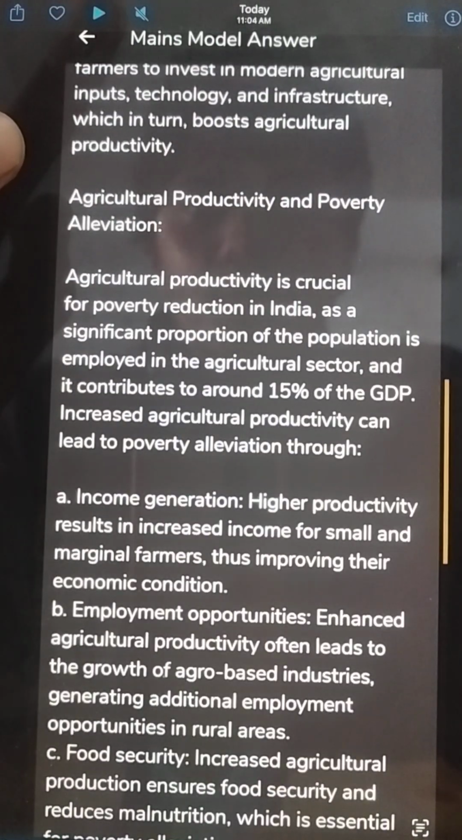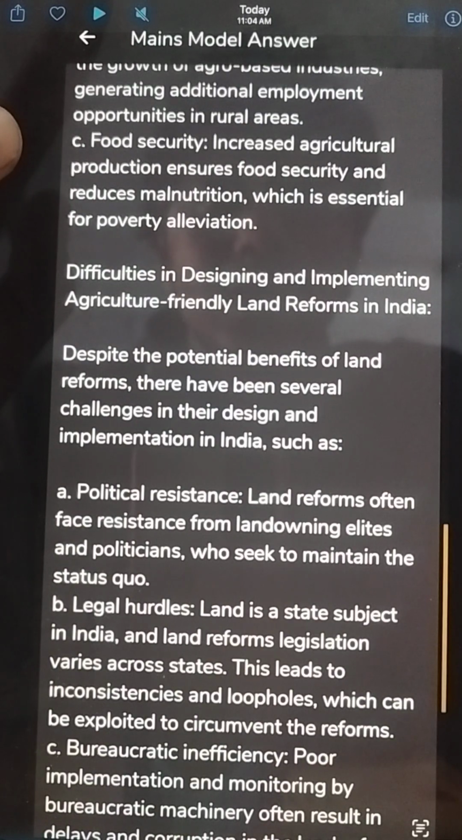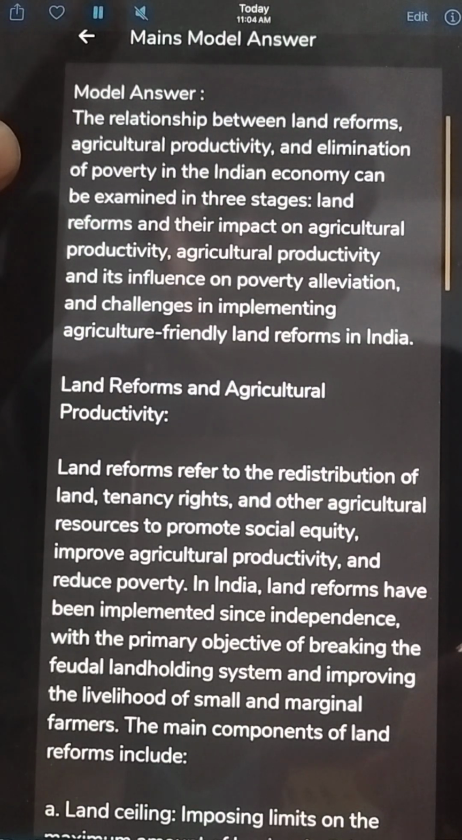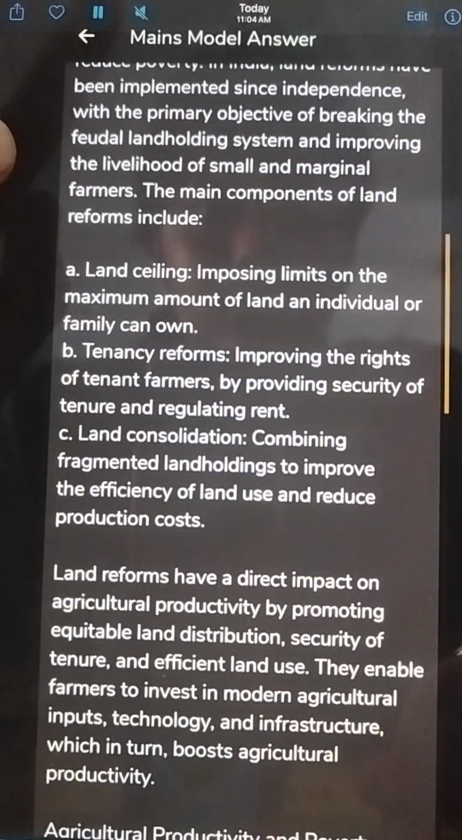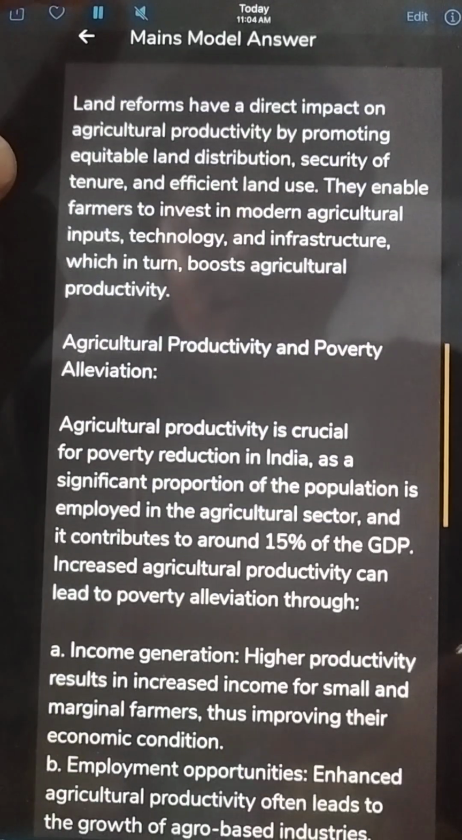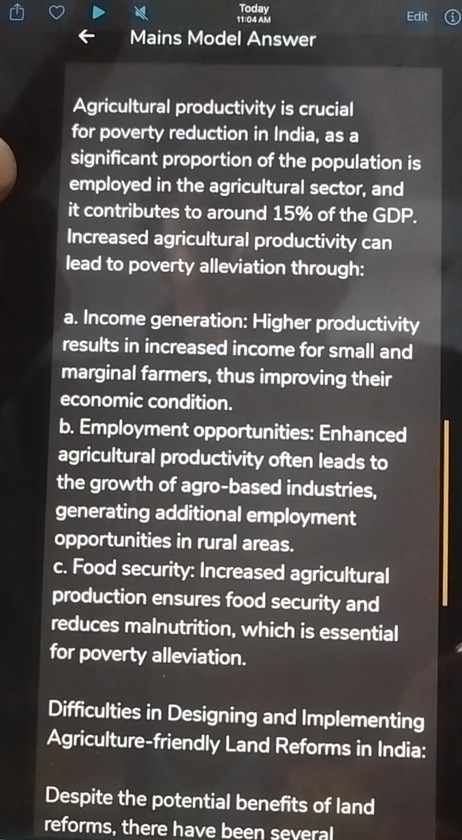Agriculture productivity is crucial for poverty reduction in India, as a significant proportion of the population is employed in the agriculture sector and it contributes to around 15% of the GDP. Increased agriculture productivity can lead to poverty alleviation through income generation. First, higher productivity results in increased income for small and marginal farmers, thus improving their economic conditions.